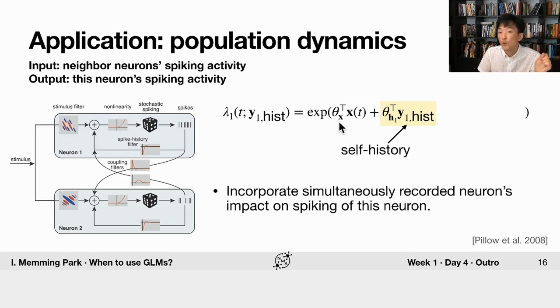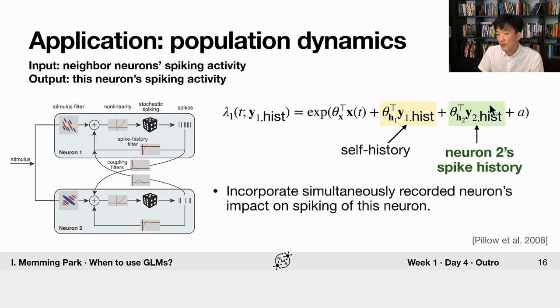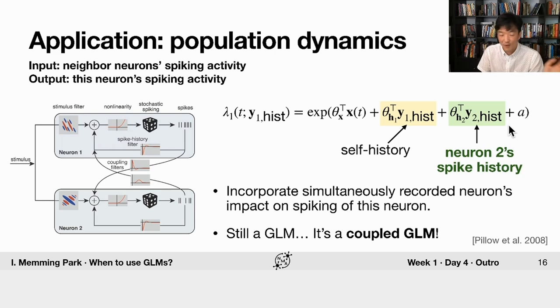In equation form, you've already seen the first part from the previous slide. We're just adding another term here. This is the spiking history of neuron two that influences the firing rate of neuron one, lambda one here. Still very linear, still a GLM. This is called a coupled GLM, and this can capture various statistical relationships between multiple neurons, not just two neurons, it could be many, many neurons. Let's say neuron one has a strong synaptic connection to neuron two, that should show up as a coupling filter. If it's inhibitory, it would be negative, if it's excitatory, it would be positive, and so on.